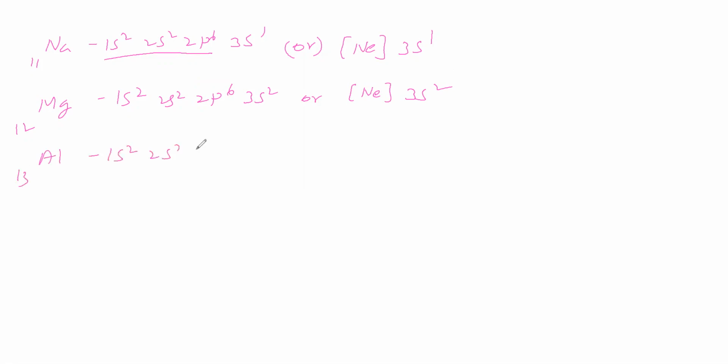Next aluminum, atomic number 13. Electronic configuration 1s2 2s2 2p6 3s2 3p1. Its electronic configuration is neon 3s2 3p1. Valence shell is 3s2 3p1. Valence electrons are 3 electrons for aluminum.